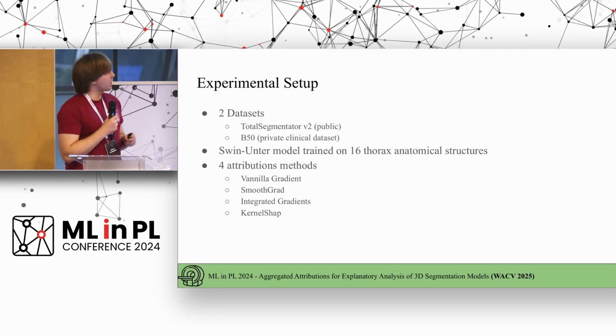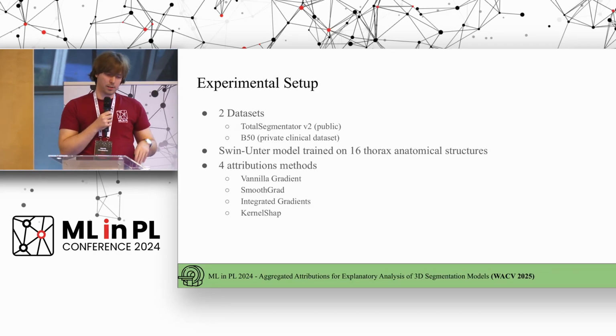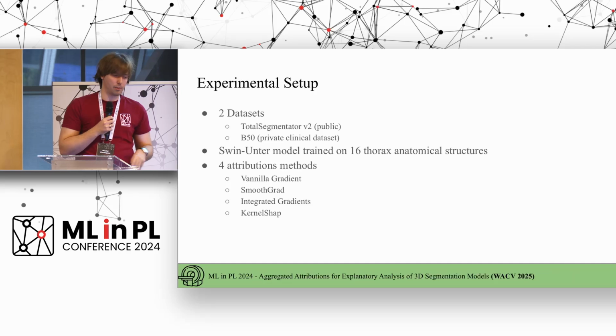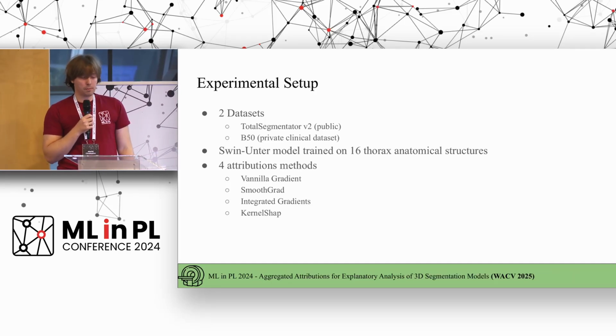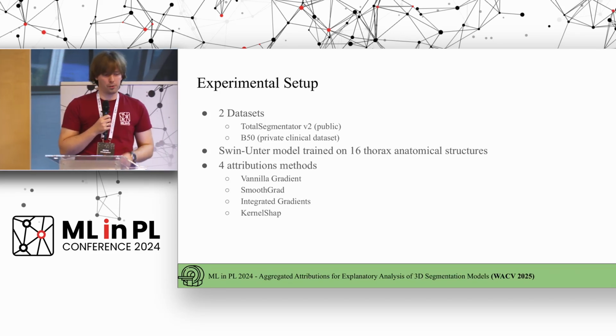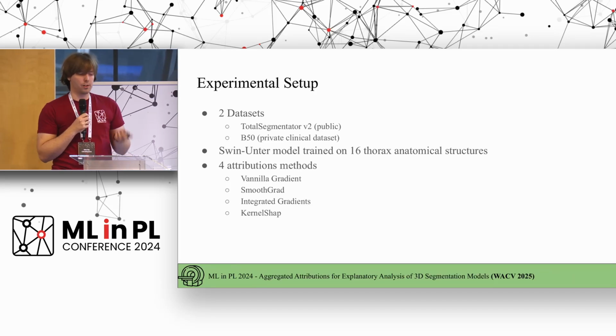So in our experiments, we used 2 datasets. We used the TotalSegmentator second version, which is public, and we used our B50. This is a cryptonym. It was all private data, in which we were certain that there are some people who have really bad lung diseases. So that's why we wanted to test that. And we trained a Swin UNETR model on 16 thorax anatomical structures, and we used 4 attribution methods.